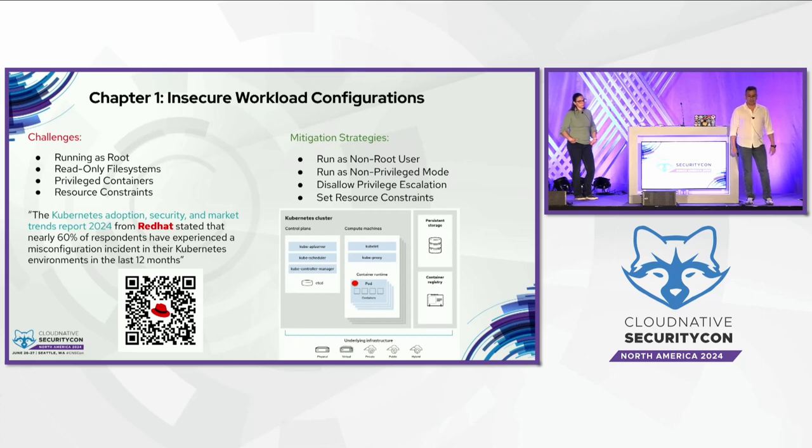And as it mentioned, 60% of the respondents to this survey and report have experienced this problem as a misconfiguration incident in the Kubernetes environment in the last 12 months. But what's recommended by the OWASP? Running the workload as a non-root user, in non-privileged mode, and not allowing privilege escalation.